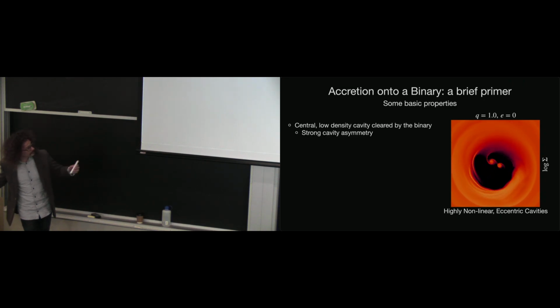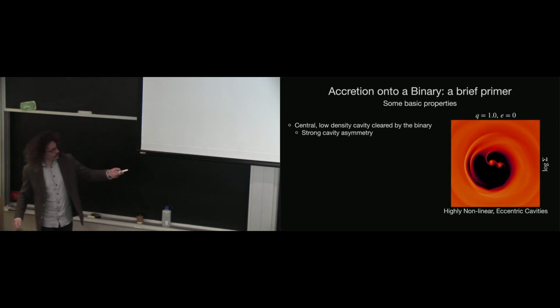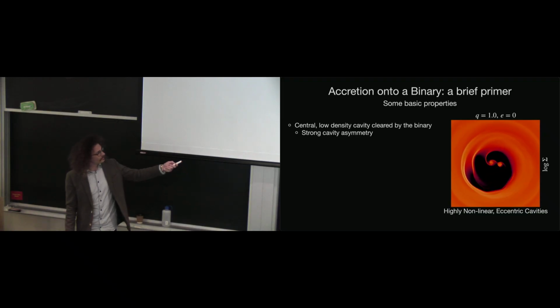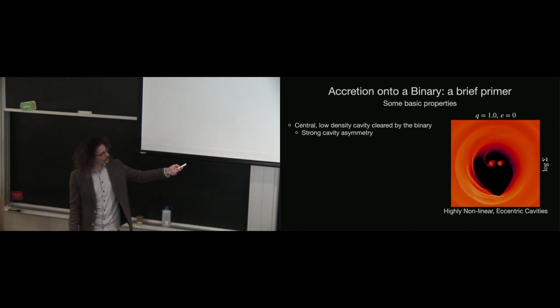So the first, like I said, you carve this low density cavity, black, and it becomes strongly asymmetric due to this binary pulling streams off of this edge of this cavity wall and flinging them into the other side, where these streams pile up and you get this overdensity, which actually orbits around the cavity wall.